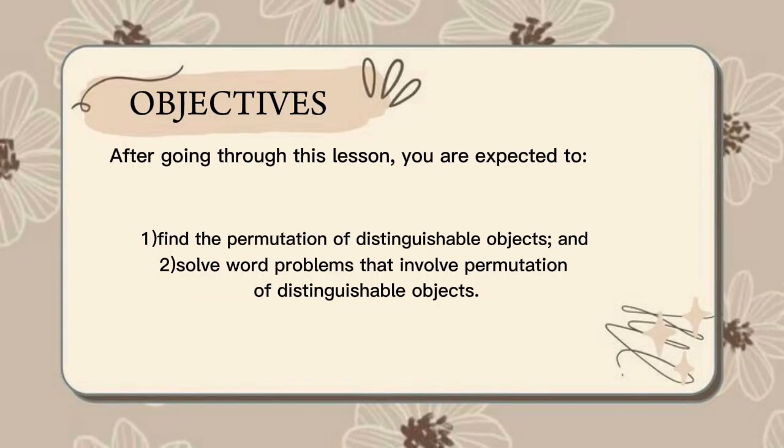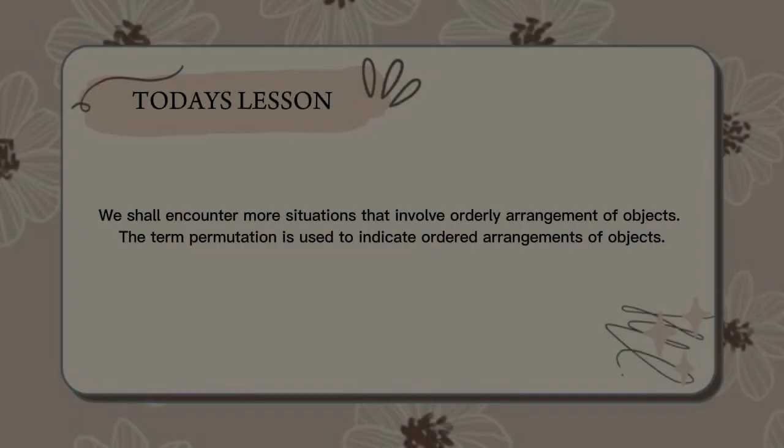This video will focus on permutation of distinguishable objects. With Equationators 10, you will be guided to making sense of the world that is made up of numbers and probabilities. Halina't matutunan. After going through this lesson, you are expected to find the permutation of distinguishable objects and solve real-world problems that involve permutations of distinguishable objects.